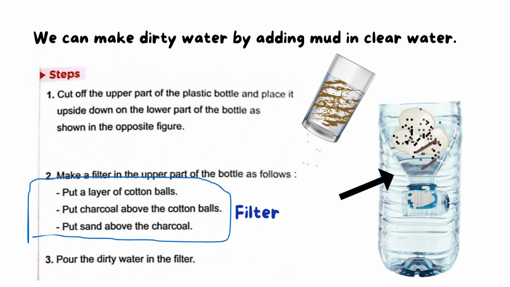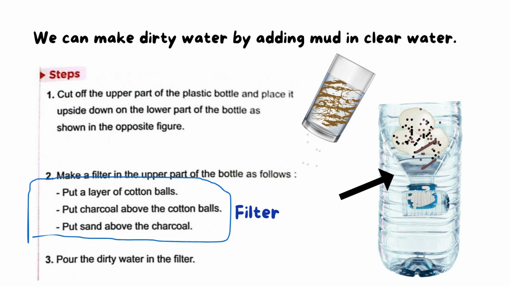Okay, so here we have the steps. Cut off the upper part of the plastic bottle, as you see here, and place it upside down, as we will put it in the opposite direction: the up down, and the down up. As you see in this picture, make a filter in the upper part of the bottle: put a layer of cotton balls, put charcoal above the cotton balls, and put sand above the charcoal.